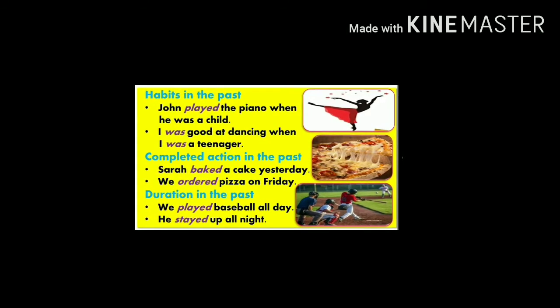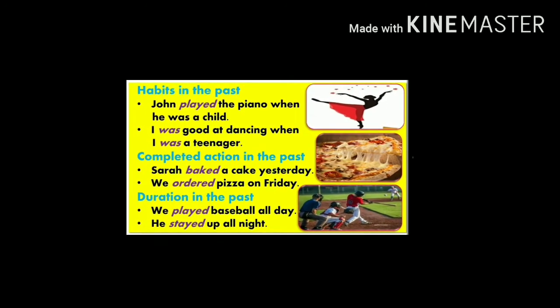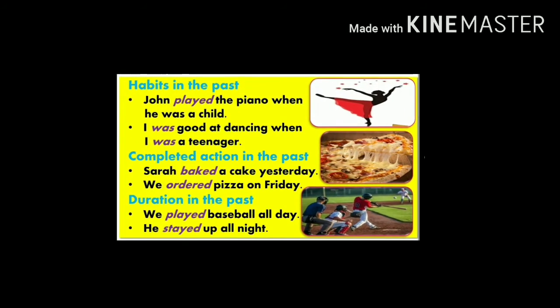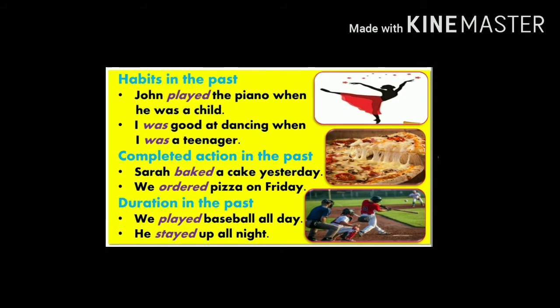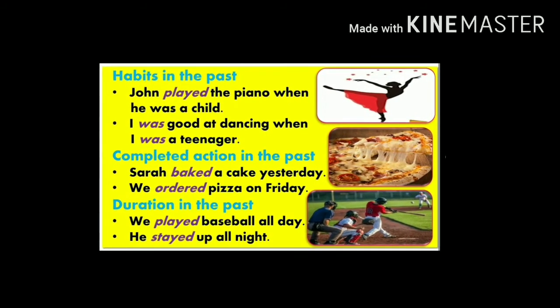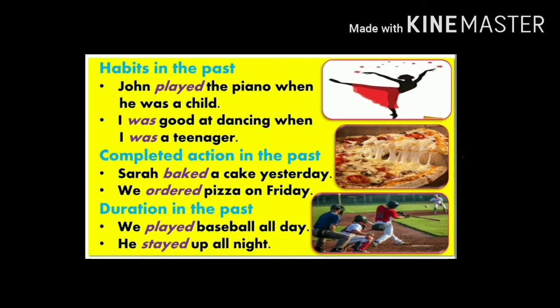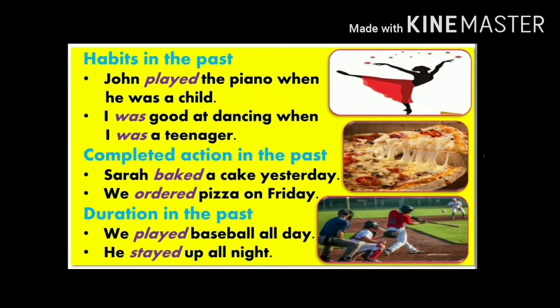Next one is habits in the past. Example, John played the piano when he was a child. I was good at dancing when I was a teenager. The next one is completed action in the past. Example, Sarah baked a cake yesterday. We ordered pizza on Friday.